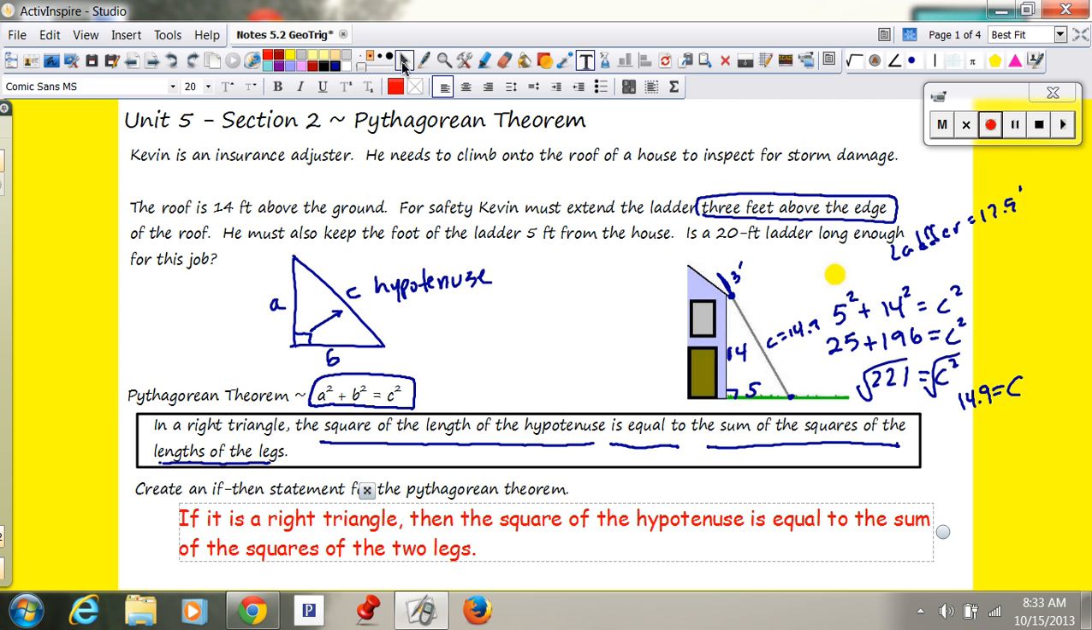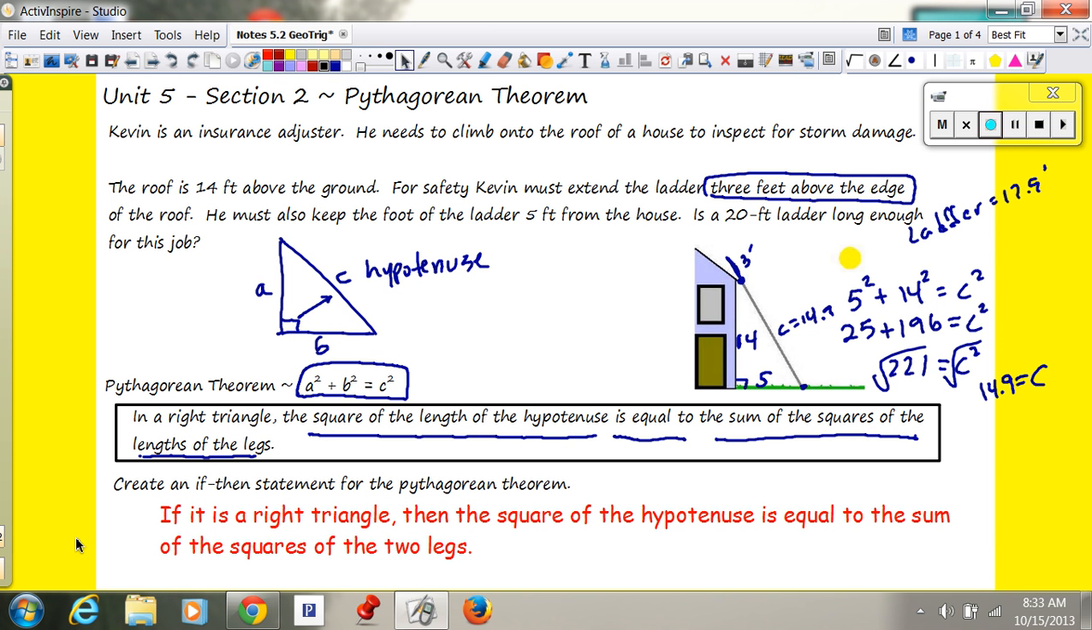If it's a right triangle, then the square of the hypotenuse is equal to the sum of the squares of the two legs. Another way to say it is just a squared plus b squared equals c squared. That is what we're going to be talking about in this section. These are going to go pretty quick. They're not long examples like we had yesterday when we were doing all those radicals. This one won't take quite as long as that.